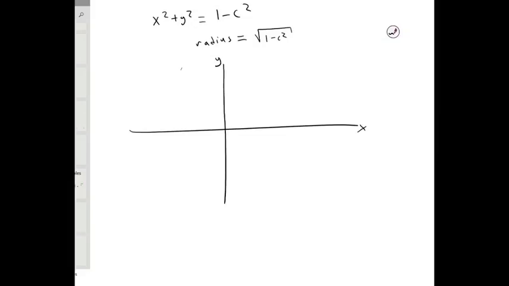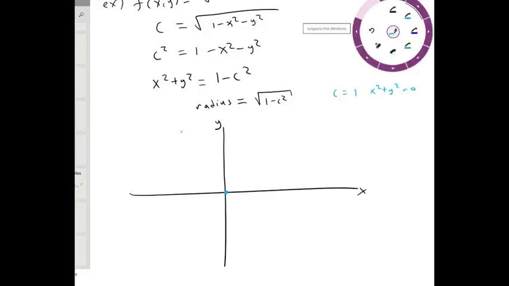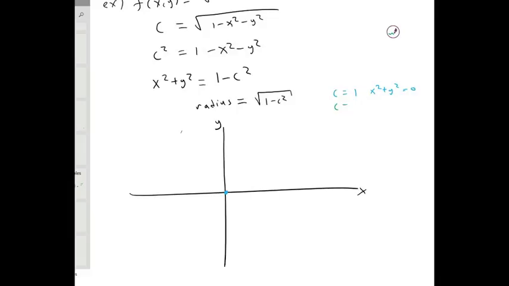So now we can graph these right here. Let's say that for c equals 1, then x squared plus y squared is going to equal 0. So we're going to have a circle of radius 0. And let's say c equals 0, then we have x squared plus y squared equals 1 minus 0 squared, which is just 1. So we have a circle of radius 1.